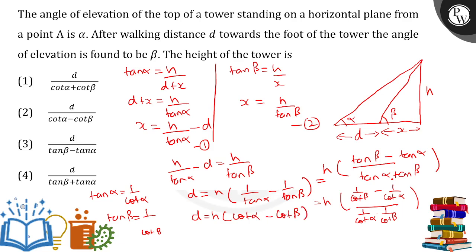And since I need the value of h, h will be d upon cot of alpha minus cot of beta, which matches our option 2. A good question. Basically it was more of a trigonometry problem. That's all.